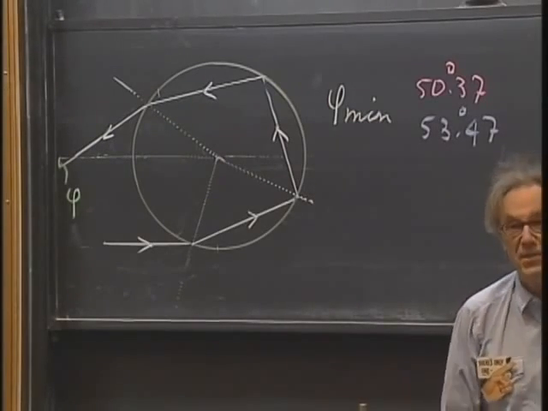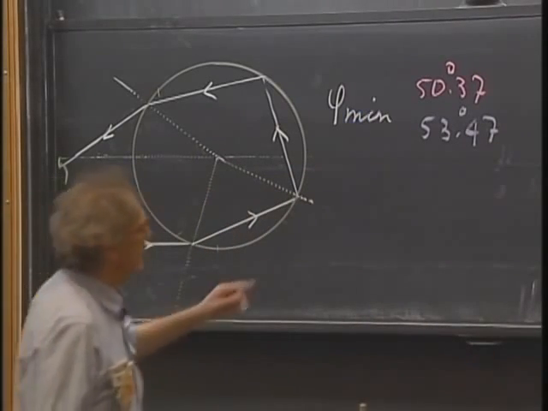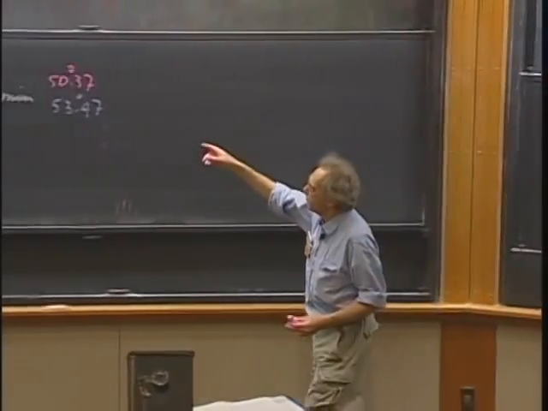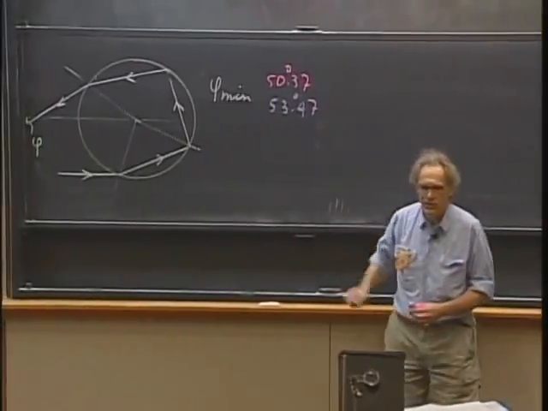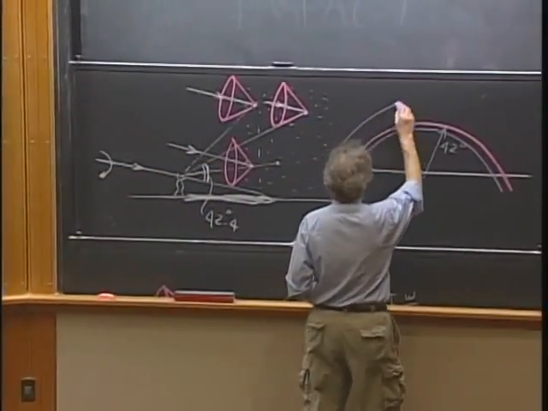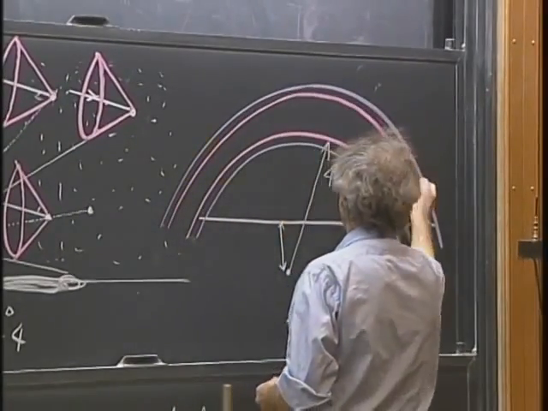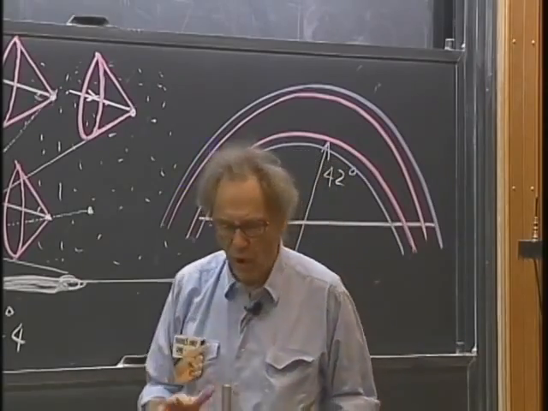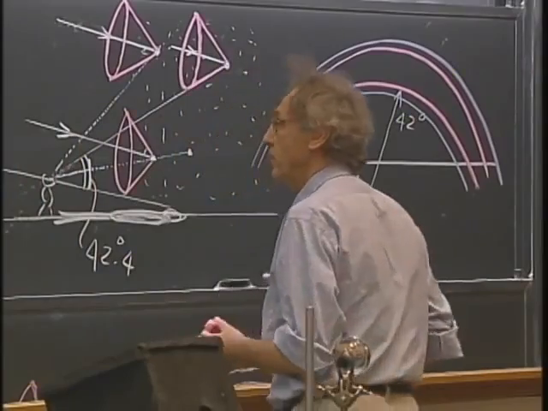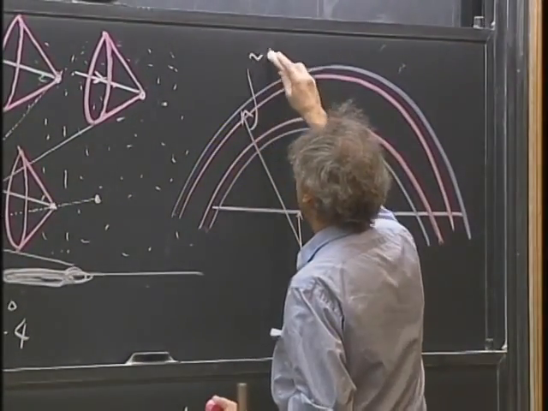So this means that the secondary bow is higher in the sky than the primary. Because look, the radii are larger. But it also means that the colors are reversed. The red is inside the violet bow. So if I make an attempt, this would be the outside of the bow, and this would be the inside of the bow, and then very roughly, if I round that off a little bit, the radius is about 50. So this radius is about 52 degrees.